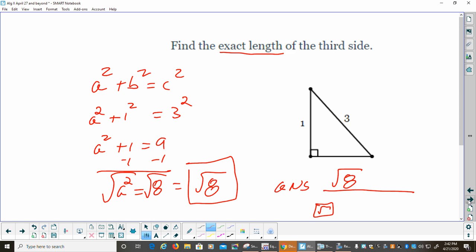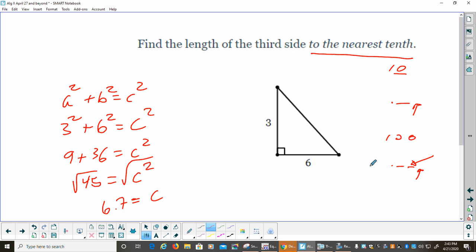Okay? I think that's all I need to tell you. Rounding depends on the question. Some will say tenths, some will say hundredths. The legs are always A and B, and C is always the hypotenuse.